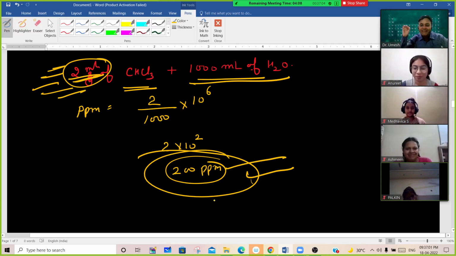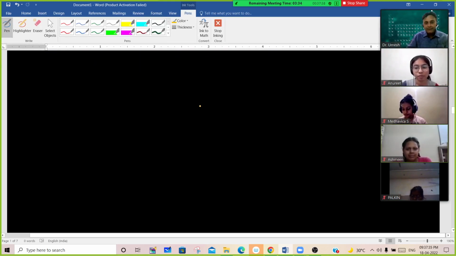So only by changing the unit, I can make something very big or I can make something very small. So ppm is a quantity where we make a very small thing look like a very big amount. This is the meaning of ppm, parts per million. Is this concentration term clear? Everyone? Palkin? Anurit? Ashmin, are you clear? Yes, sir. Okay, good.